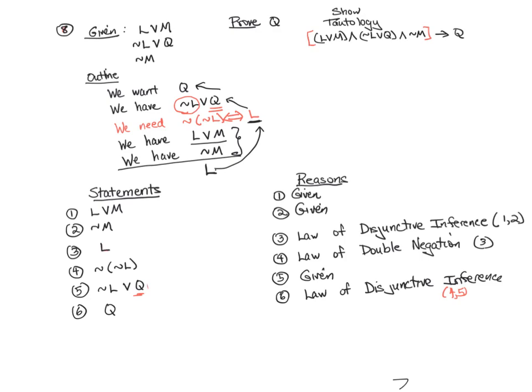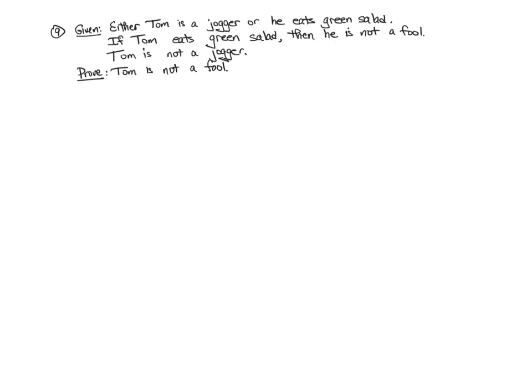Okay, let's try another one. Number 9, here we're given either Tom is a jogger or he eats green salad. We're also given if Tom eats green salad, then he is not a fool. And we're given that Tom is not a jogger. And we would like to prove that Tom is not a fool.